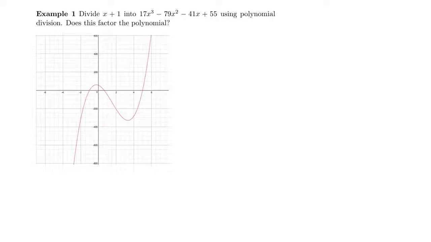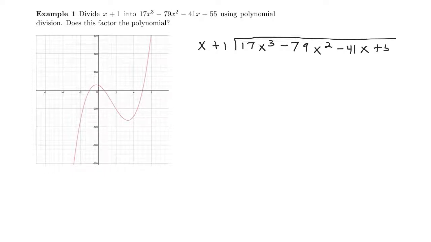For example 1, we want to divide x plus 1 into the given polynomial and see how that relates to the graph. So to set this up, I'm going to say x plus 1 divided into 17x cubed minus 79x squared minus 41x plus 55. And my first choice is going to be, what do I multiply x plus 1 by to get as close to 17x cubed as possible? That choice is going to be 17x squared, because I get 17x cubed plus 17x squared.